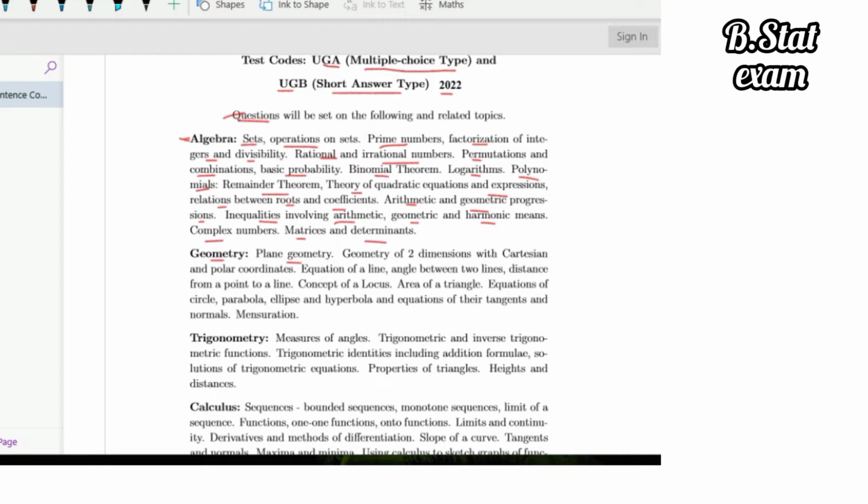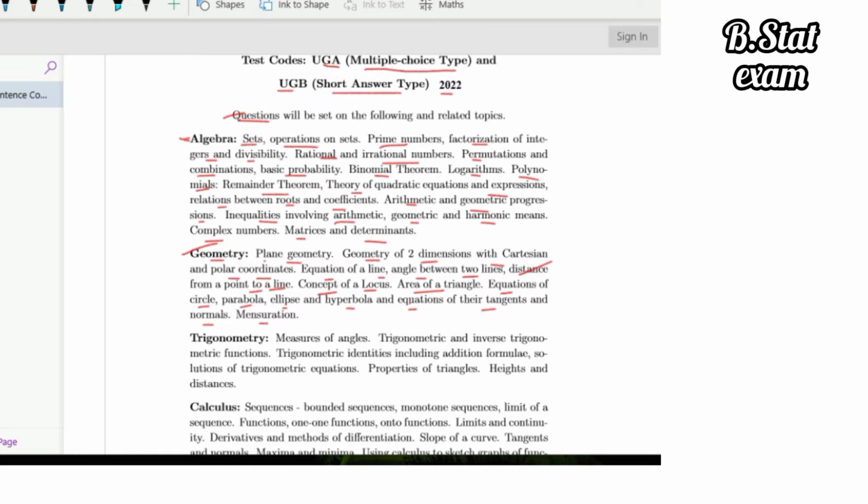In geometry, you have plane theory, geometry of two dimensions with Cartesian and polar coordinates. Then you have equation of a line, angle between two lines, then distance from a point to a line. Then you have concept of a locus, then area of a triangle, equations of circle, parabola, ellipse and hyperbola, and equations of their tangents and normals, then mensuration.